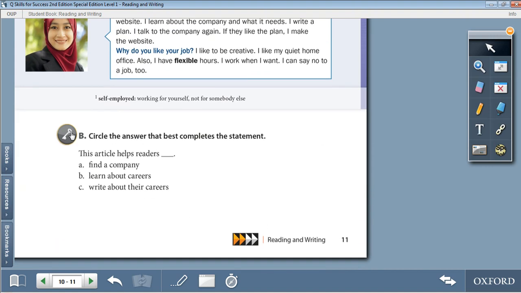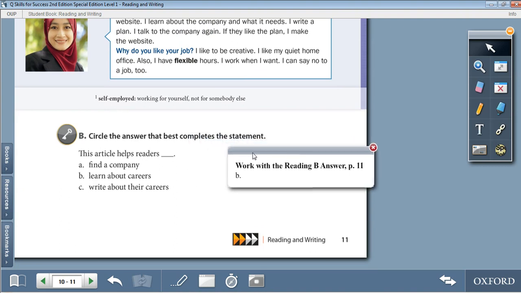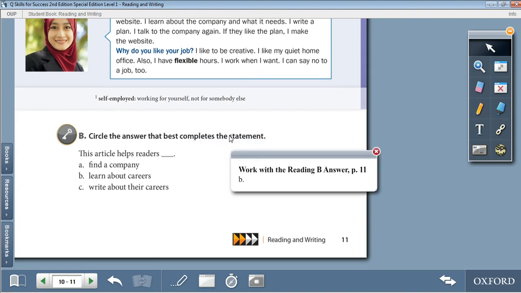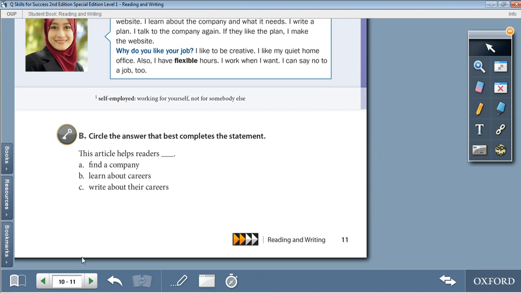Moving on to activity B. Circle the answer that best completes the statement. This article helps reader to do what? The correct answer is B. This article helps readers learn about careers. Moving on.